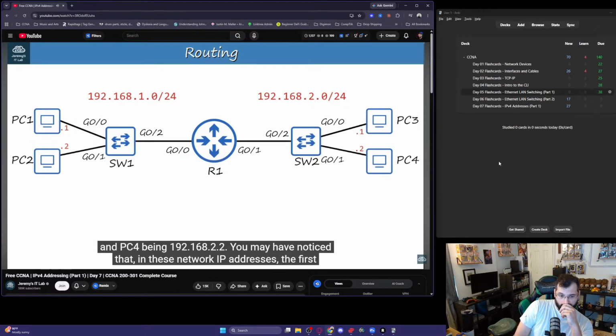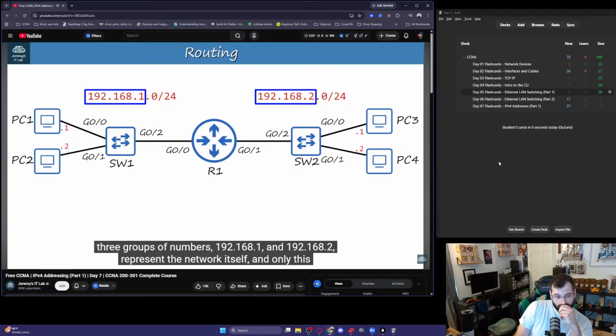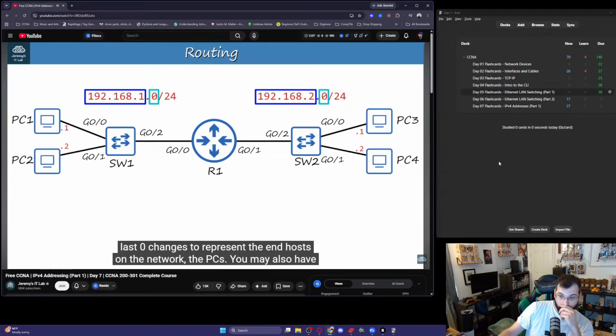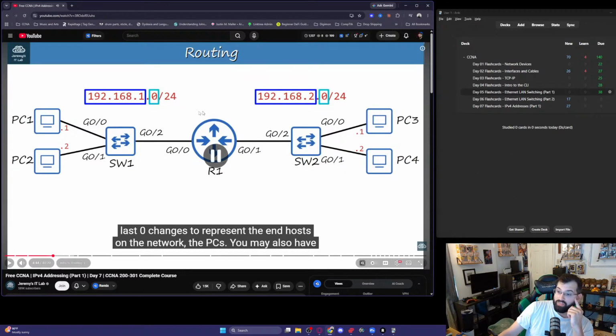You may have noticed that in these network IP addresses, the first 3 groups of numbers, 192.168.1 and 192.168.2, represent the network itself, and only this last 0 changes to represent the end hosts on the network. That is so important. That took me so long to understand, that this is the network itself. Nothing is on this. Everything is on this. So devices are this number. This is, I guess, the label you could say it as.